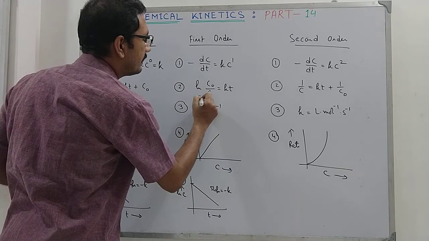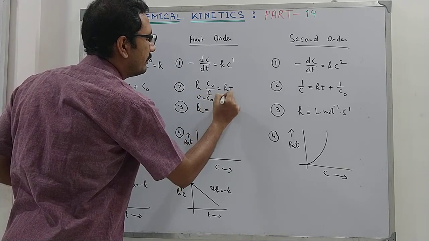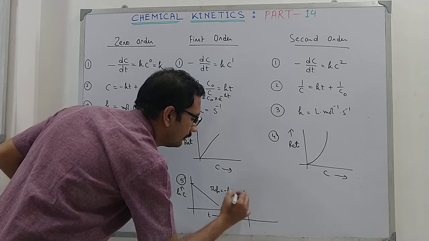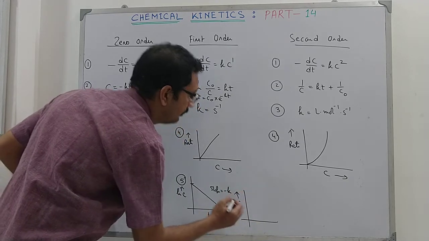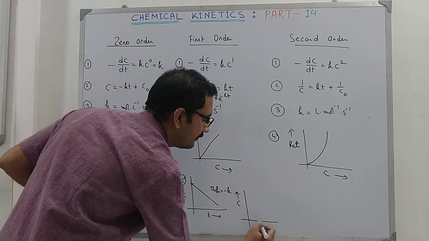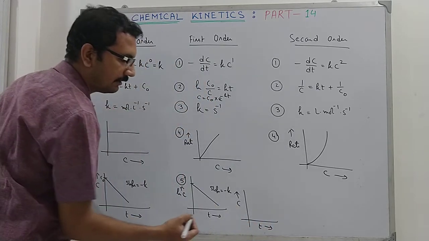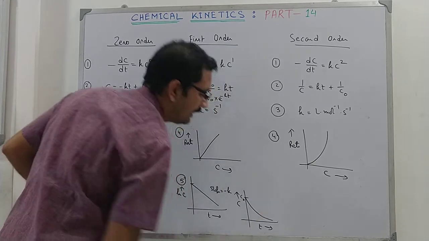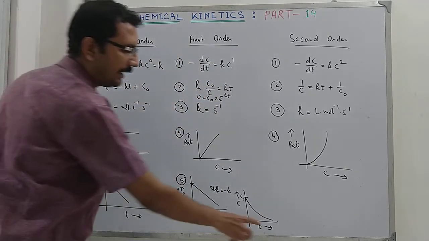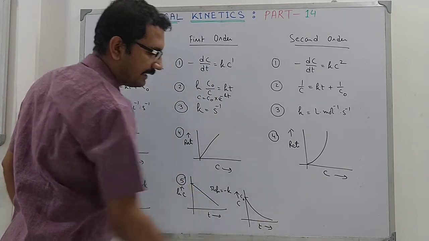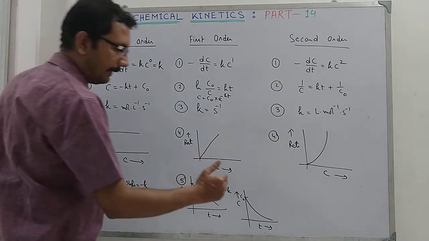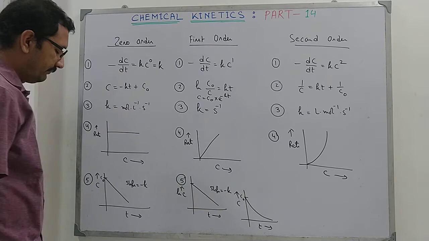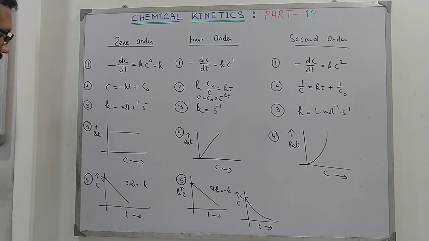And another form of this equation is c equal to c0 into e to the power minus kt. So when we plot c versus t, that is concentration of the reactant versus time, it will start from c0 and it will fall exponentially and will meet the x-axis, that is the time axis, asymptotically, that is it will meet at infinite time. So it guarantees that the reaction will not come to an end.